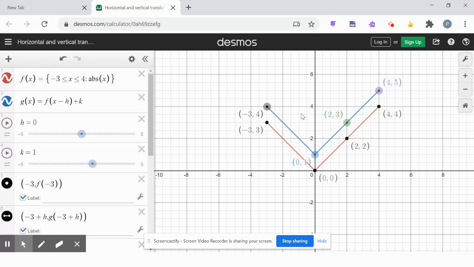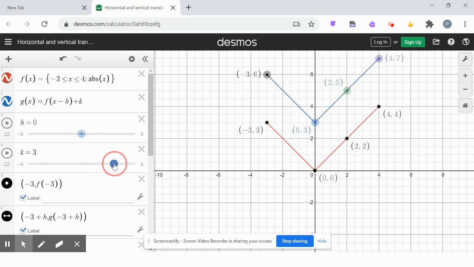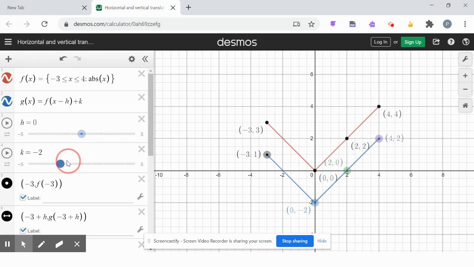Other things we're looking at here. If you look at this point, 4, 4, and this point, 4, 5, they have the same x value, but the y value is 1 higher. And for all these corresponding points, like 2, 2, 2, 3, 0, 0, 0, 1, 3, 3, negative 3, 3, negative 3, 4, the x values all remain the same, but the y values are now 1 higher. If I make k 2, that means the graph's been translated up 2 units, and so forth. If I make k a negative number, like -1, this means that our graph is going to be shifted down 1 unit, and so forth.